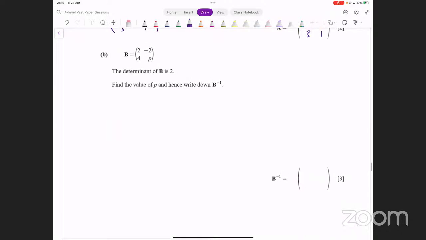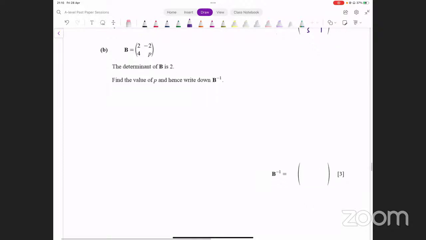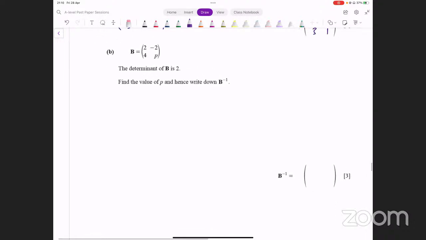B एक matrix है that is 2, 4, 2 minus 2, 4, and P. We know that the determinant of B is to find the value of B and hence write down B inverse. Okay, now how do we think about this? Determinant of B is given to be 2. आपने P find करना है. Determinant कैसे निकालते हैं? This diagonal divided by the other, minus the other diagonal, right?